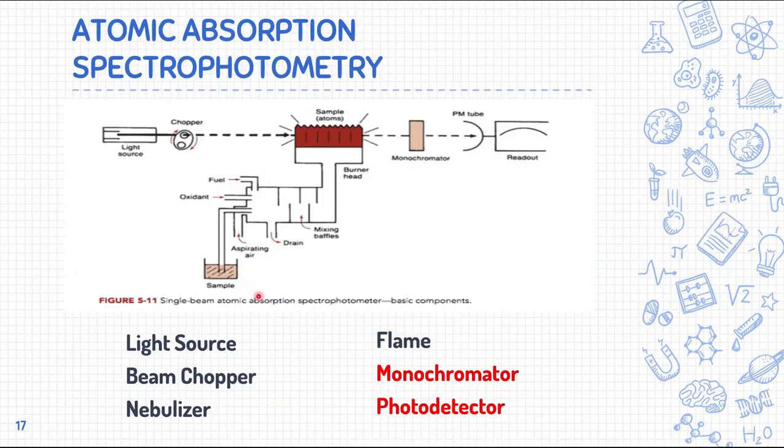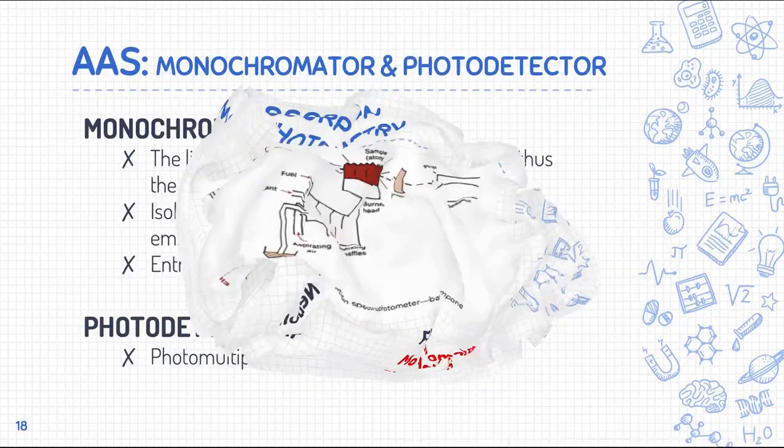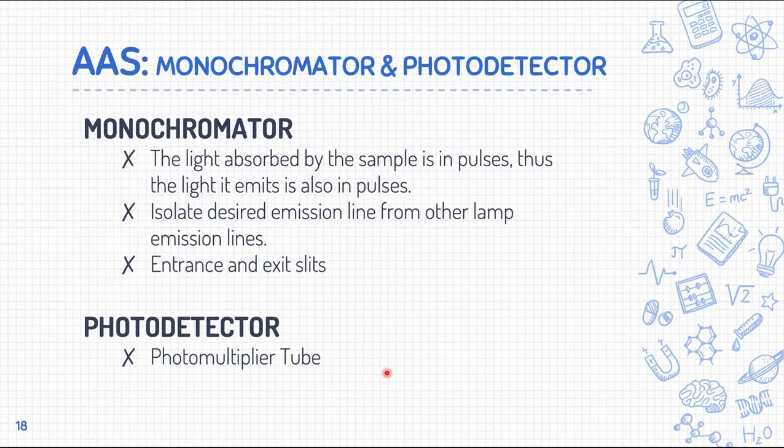Going back, we did discuss your light source, your beam chopper, your nebulizer, and your flame or atomizer in general. Now we go to your monochromator and your photodetector. We're actually nearing the end. Your monochromator, similarly to our spectrophotometer, controls the light absorbed by the sample. The light absorbed by the sample is in pulses.